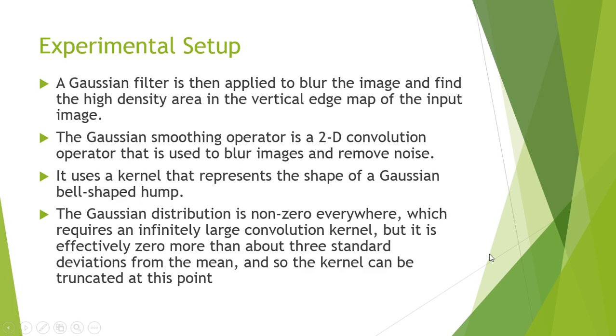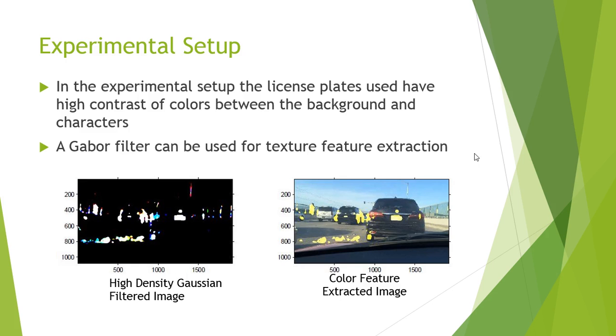After the Sobel filter is applied, a Gaussian filter is then applied to blur the image and find the high density area in the vertical edge map of the input image. The Gaussian smoothing operator is a 2D convolution operator that is used to blur images and remove noise. It uses a kernel that represents the shape of a Gaussian bell-shaped hump. The Gaussian distribution is non-zero everywhere, which requires an infinitely large convolution kernel, but it is effectively zero beyond about 3 standard deviations, so the kernel can be truncated after 3 standard deviations.